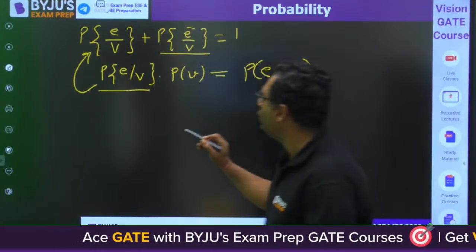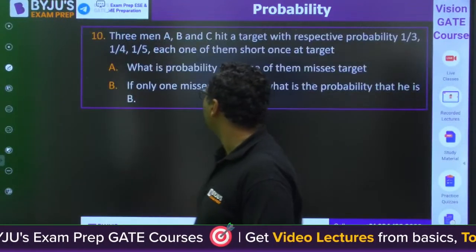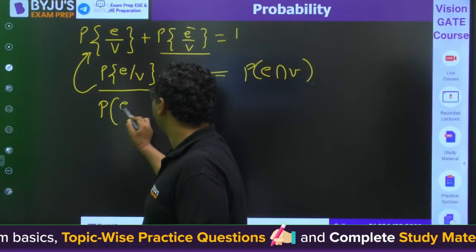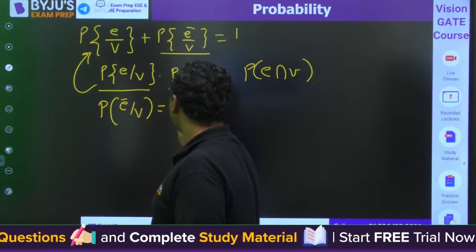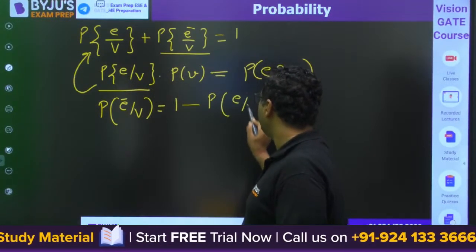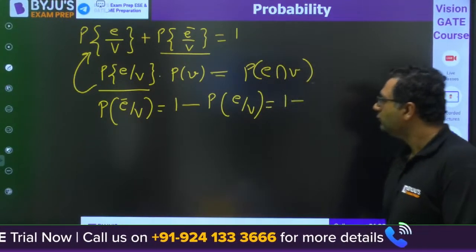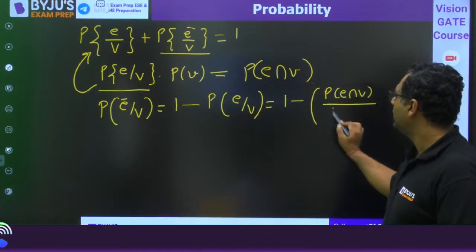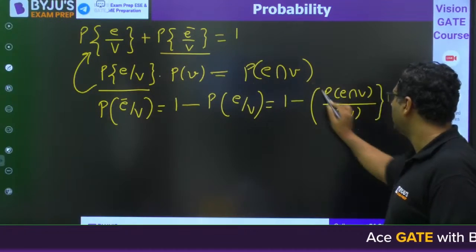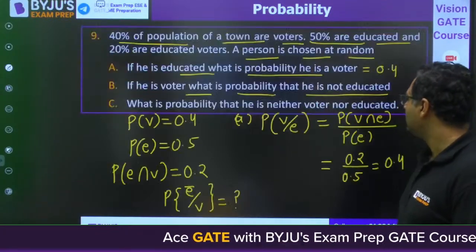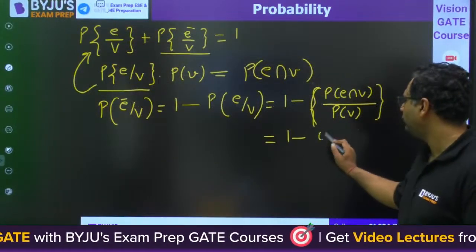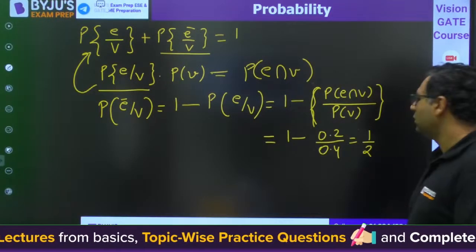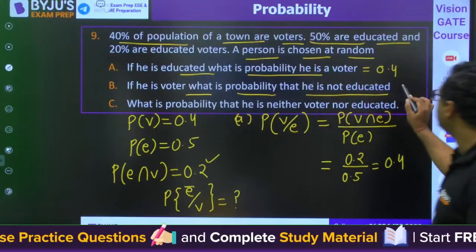It is going to be 0.2. So first of all, we need to find out probability of E bar by V. So probability of E bar by V is 1 minus probability of E by V. What is E by V? Probability of E intersection V divided by probability of V. 1 minus, E intersection V is 0.2, P of V is 0.4. The answer is 1 by 2. Correct.